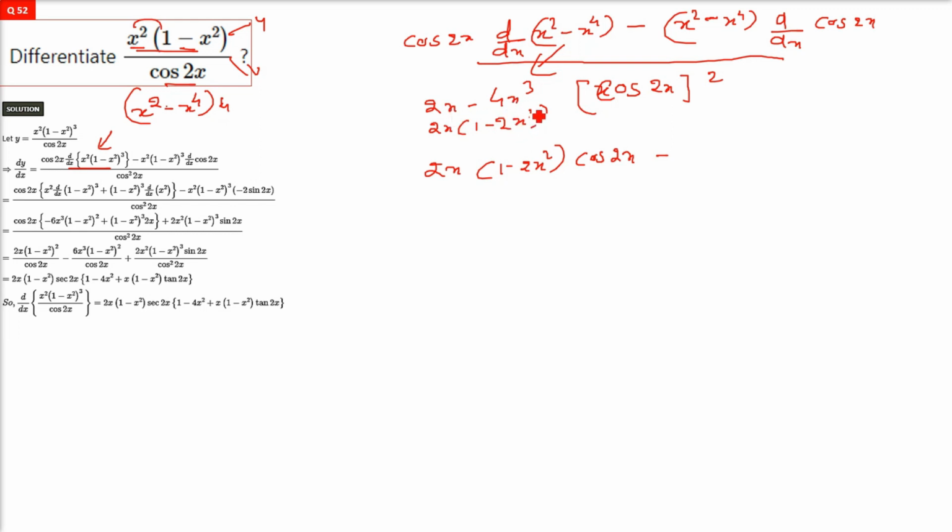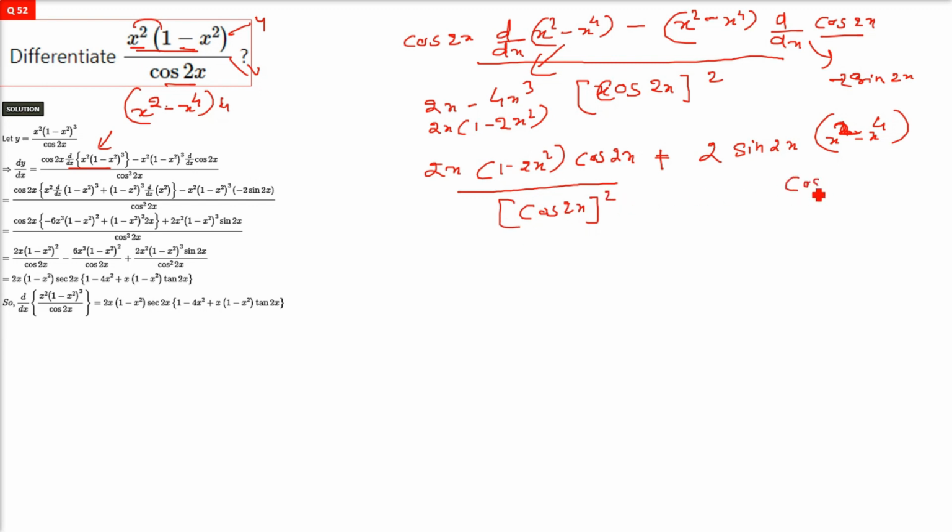And differentiation of cos 2x we have to do. I am just rechecking it because you will be finding some difference in the answer, but the process and the procedure remain the same. So d by dx of cos 2x is minus sin 2x, times 2 because of the chain rule. So we have plus 2 sin 2x and x square minus x to the power 4. In the denominator we already have cos 2x whole square, that is cos square 2x. So let us write it in the denominator of both these terms. This is cos 2x whole square, this is also cos 2x whole square.